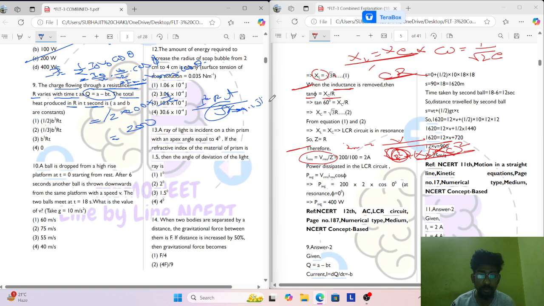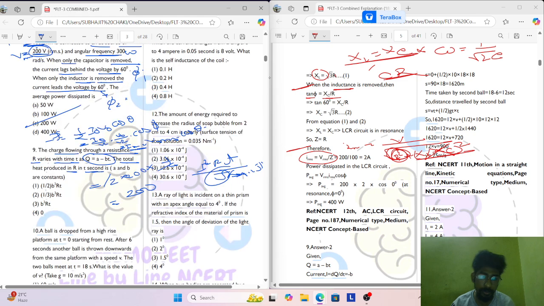Now here R is given, and T we already know, T meaning the time. So first of all we have to calculate I. How to calculate I? We know this: I equals dq by dt. Here Q means charge, so dq by dt, what will you get? Minus B only. So therefore it will become minus B whole square, which means B square RT.